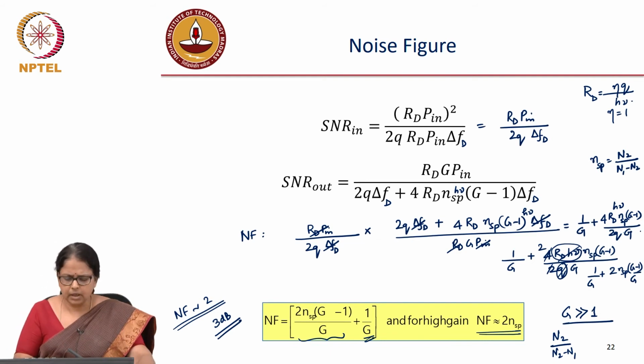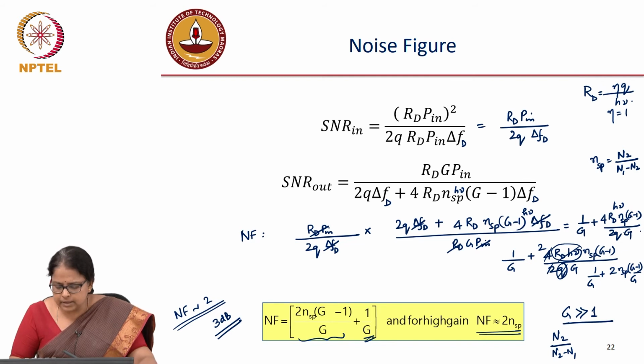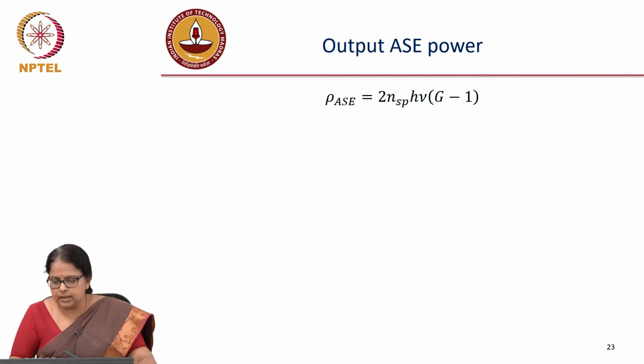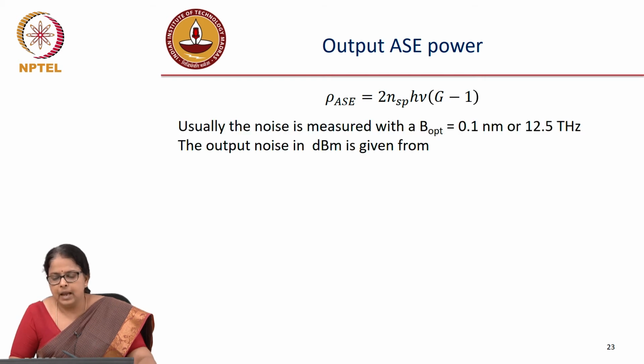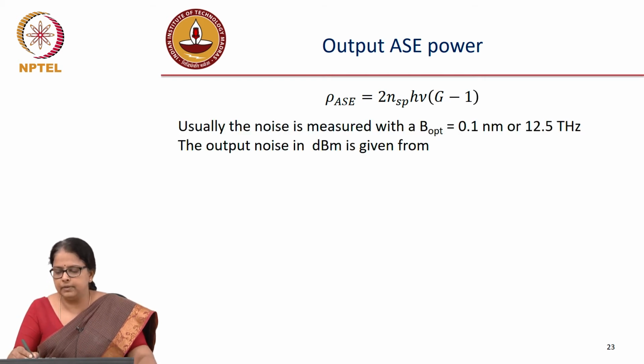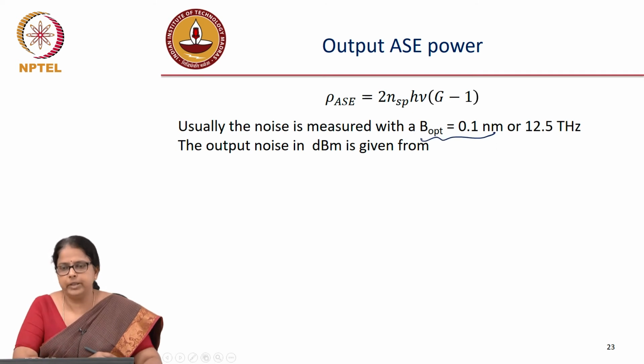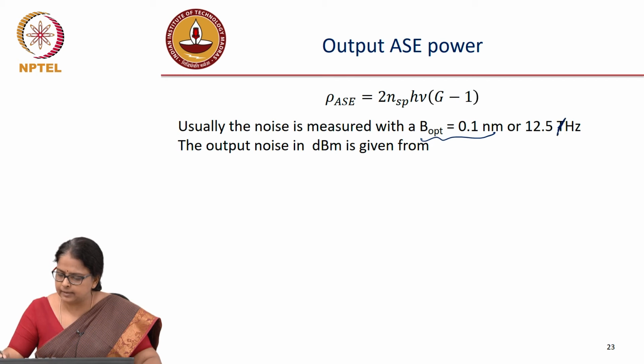Okay. Now from this we can actually calculate the ASE power, because I know that the power spectral density of ASE is 2 NSP h nu (G minus 1), and the noise is typically measured with an optical bandwidth of 0.1 nanometer or 12.5 gigahertz, not terahertz. Sorry, this was wrong. 0.1 nanometer is 12.5 gigahertz.